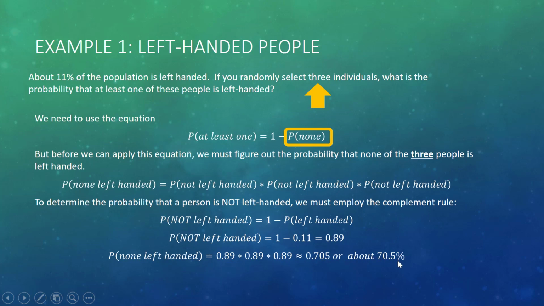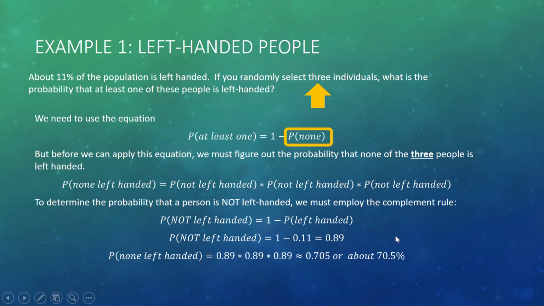That's about 70.5%. Now, be careful because at this point, a lot of students are like, well, I've been working on this for a while, I must be done. But remember, at this point, you have not found the probability of at least one. You've only found the probability of none.